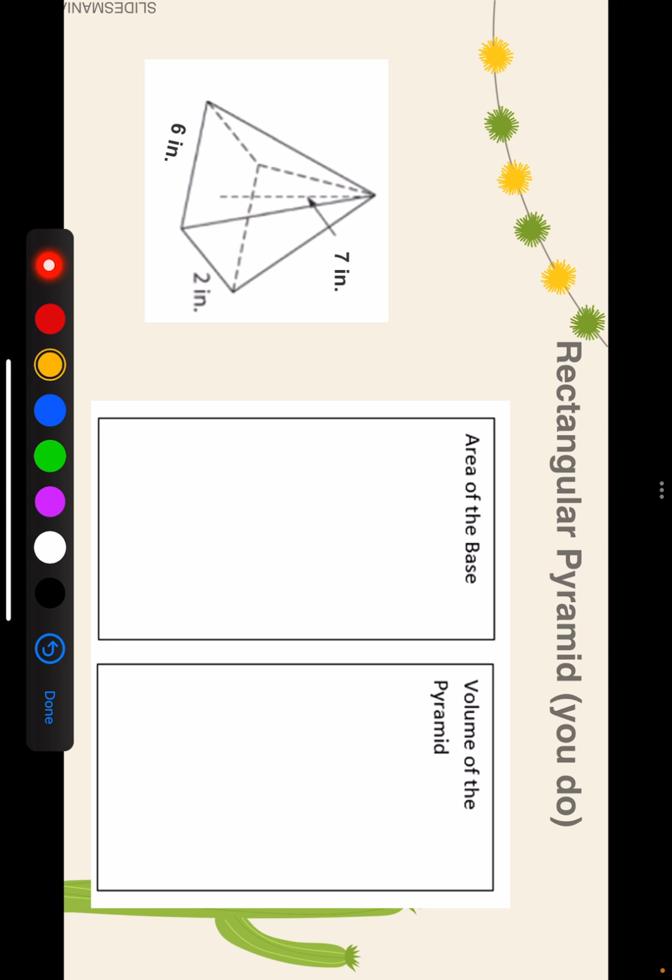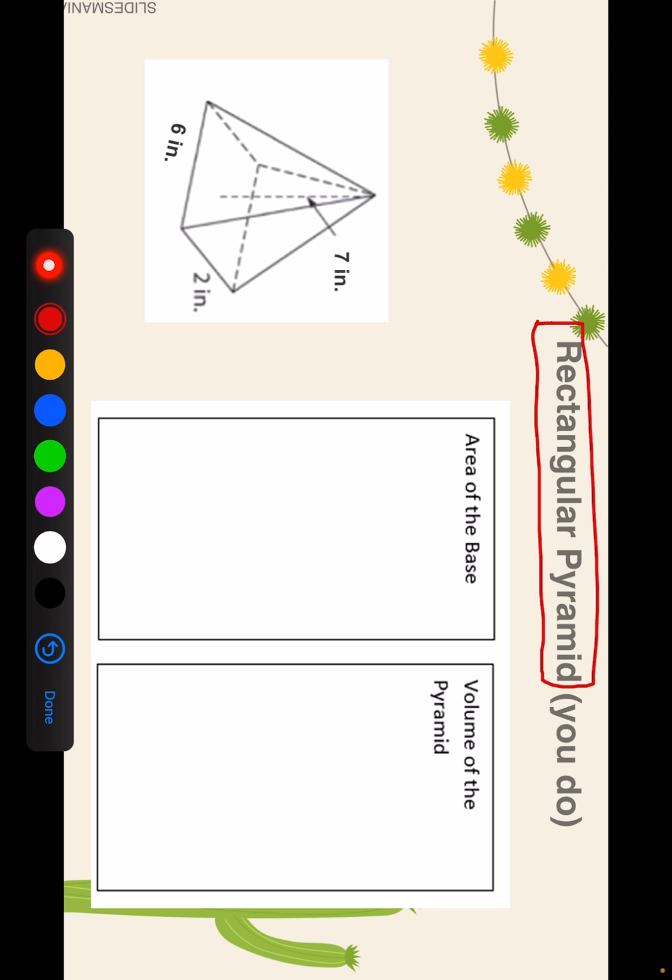So now you have your you-do. Okay? Shape looks the same. Maybe just numbers are different. Okay? Again, we have to start with identifying our base to shade it in. It is a rectangular pyramid, so that means our base is a rectangle. So we're going to shade in that base.